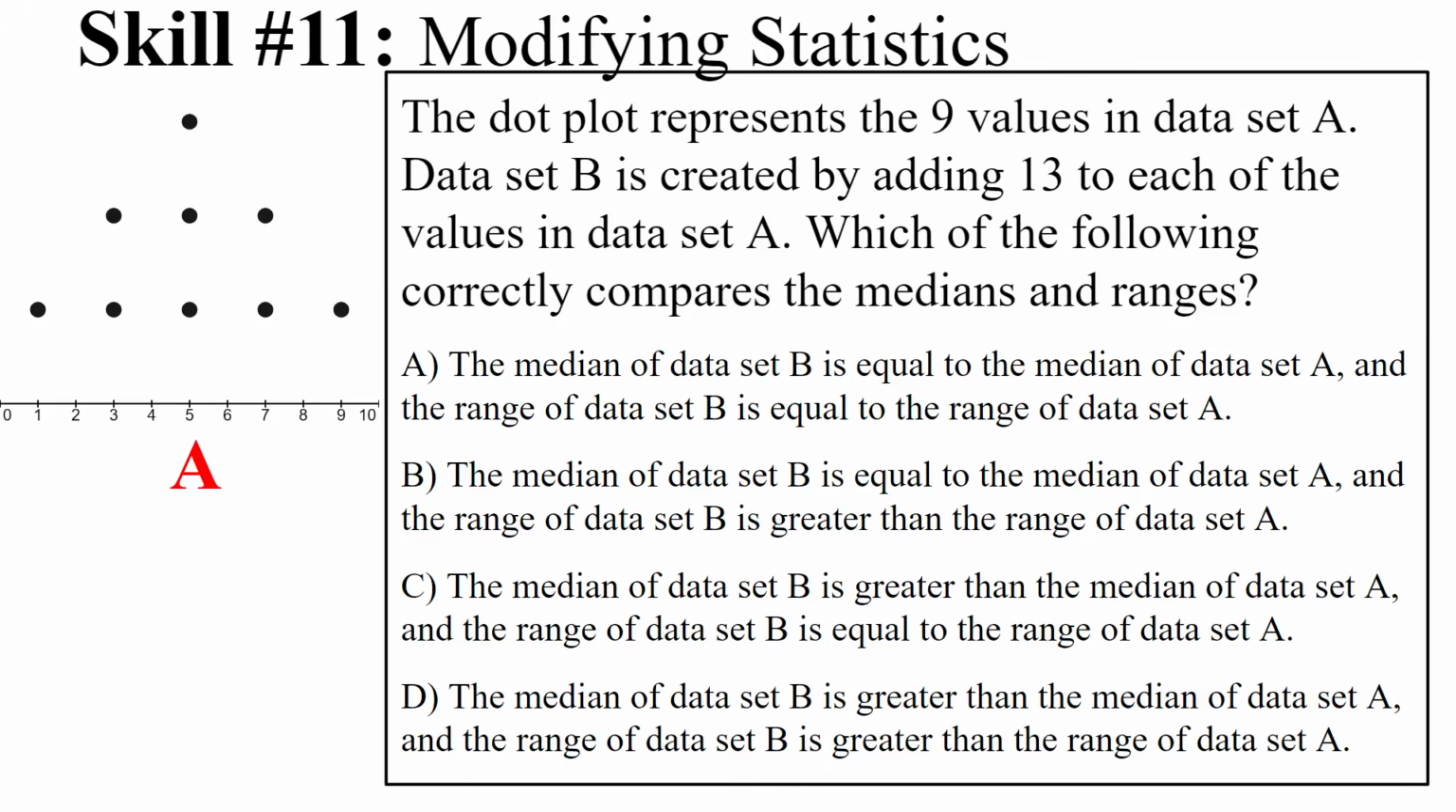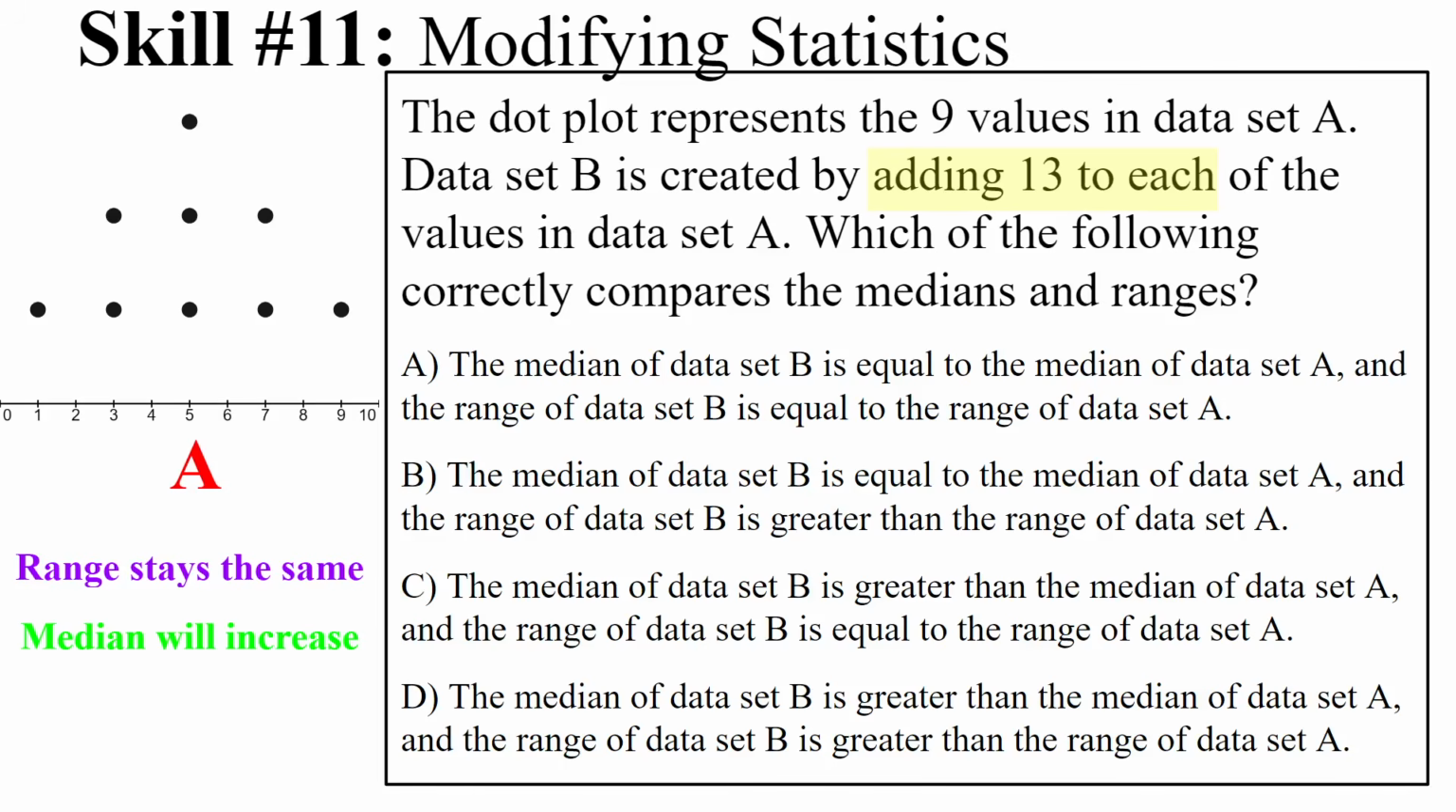It says dataset B is created by adding 13 to each of the values in dataset A. Okay, so let's see, what did we talk about for adding a number to each number? We said that the spread will stay the same. And we said that the center will increase or decrease. So the median, because we're adding 13, not subtracting, the median will increase.